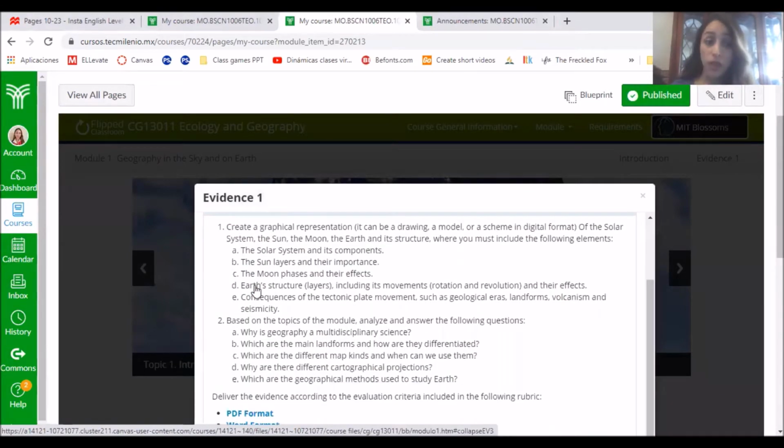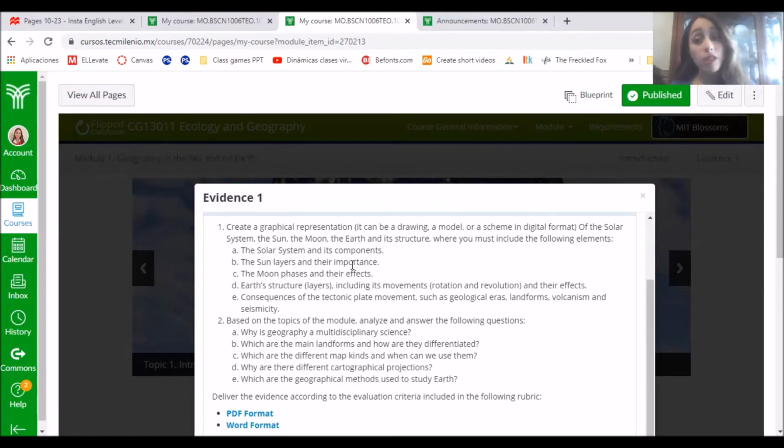Number 1, create a graphical representation. It can be a drawing, a model, or a scheme in digital format of the solar system, the sun, the moon, the earth, and its structure, where you have to include the following elements. A, the solar system and its components. B, the sun layers and their importance. C, the moon phases and their effects. D, Earth's structure, layers, including its movements.